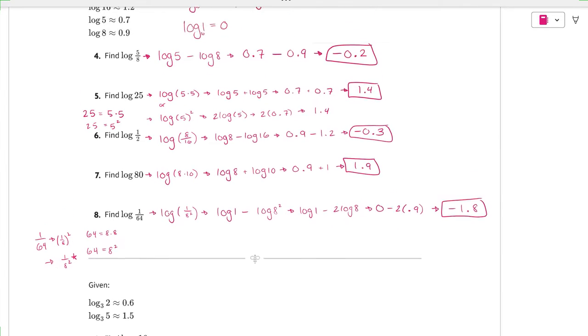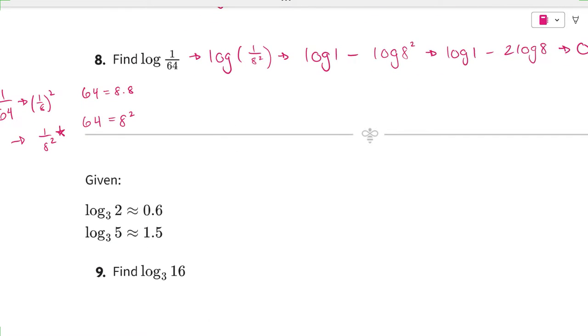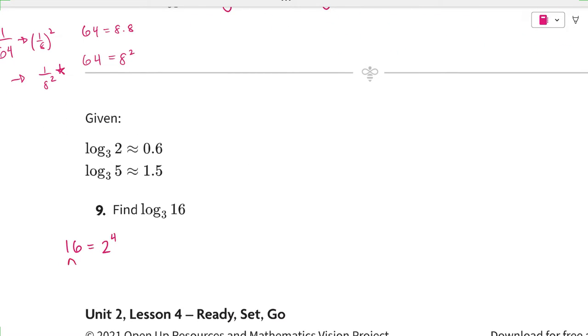Okay, for starting at problem 9, we have new givens here. It gives us that log base 3 of 2 is 0.6, and log base 3 of 5 is about 1.5. Now we also know powers of 3. We don't need them for this 16, so we'll write those out if we need them. But 16, 5 isn't a factor there, but I could do 2 to the 4th power. And if you don't know 2 to the 4th right off the top of your head, just keep breaking it down. 2 times 8, 2 times 4, 2 times 2. I see I have 1, 2, 3, 4 2's there, so 2 to the 4th power.